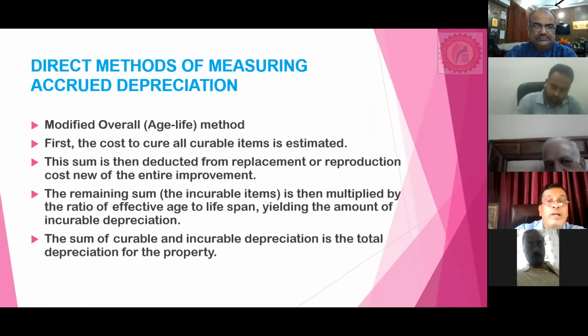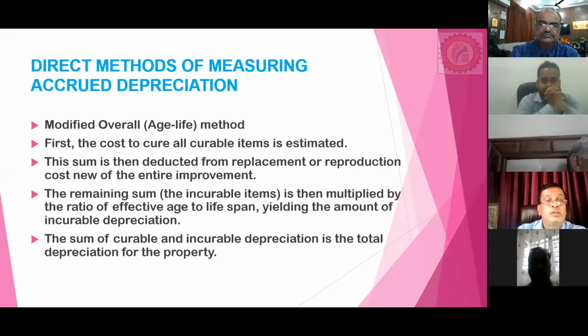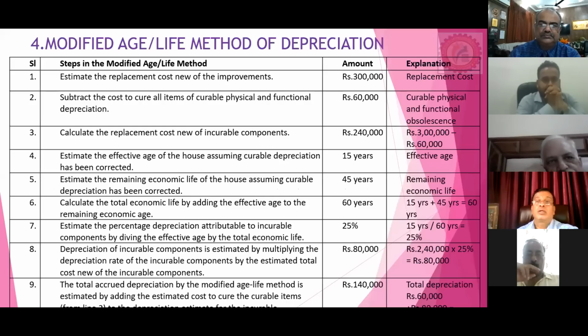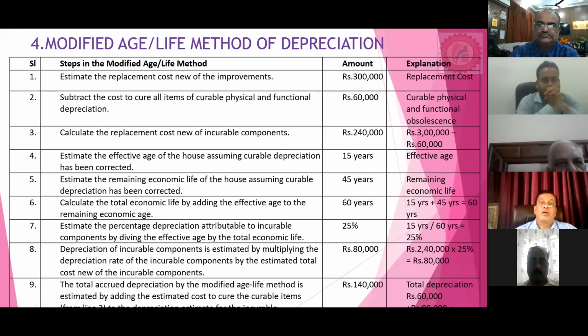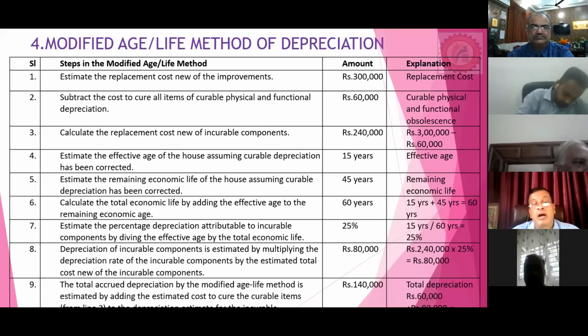Now, direct methods of measuring the accrued depreciation. How to get that data from the market? Okay, I will directly start the problems. Now, you know very well that even with the age life method, we are not going to get the correct depreciation. Suppose you directly go to the market, we will get the accrued depreciation. Accrued depreciation means total depreciation, and it is very difficult to classify which is physical, which is functional and which is external obsolescence. So that is a difficulty.